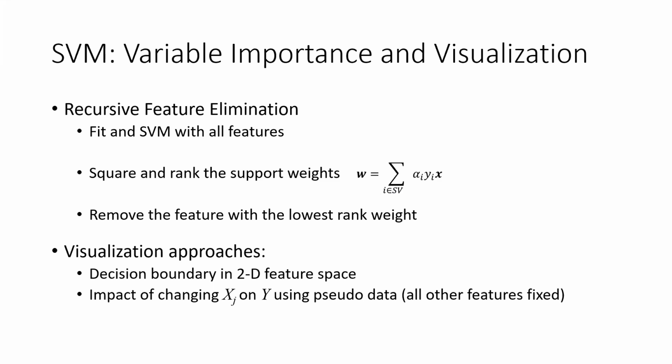Then you take those and rank them, and you remove the feature with the lowest rank, and you iterate that process until you have one feature left. The order in which they were removed gives you an idea of how important they are. So the first one removed is the least important, the second one removed is the second least important, and so forth. There are also some visualization approaches that have been proposed. Firstly, to look at the decision boundary in a two-dimensional feature space to help understand how the boundary looks when it's projected back down into the normal feature space. And then there's also a more recent method where we look at the change in xj on y using something called pseudo data. This is going to look a lot like the Lek plots that we talked about with neural nets.